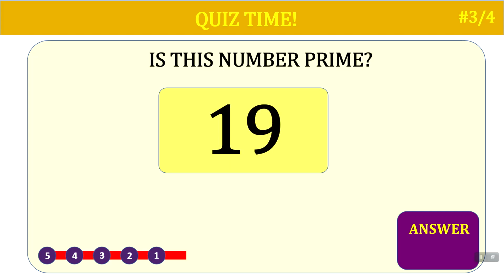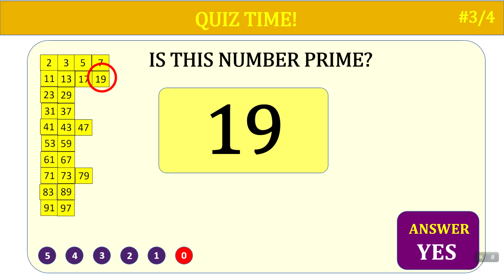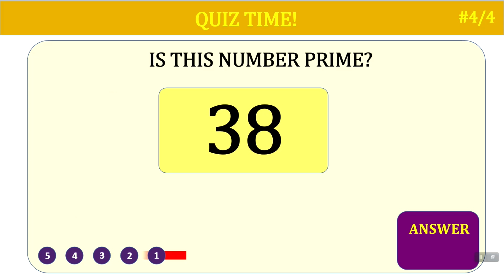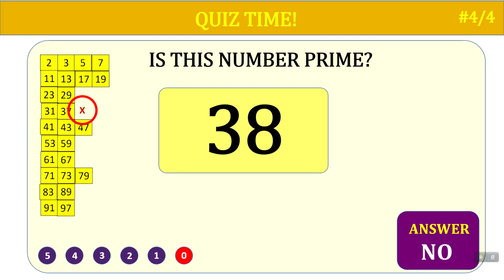Number 3, 19. Yes, 19 is a prime. We check back with our list of numbers. 19 is in the list of prime numbers. And question 4, 38, is that a prime? The answer is no. 38 is not in our list of primes.